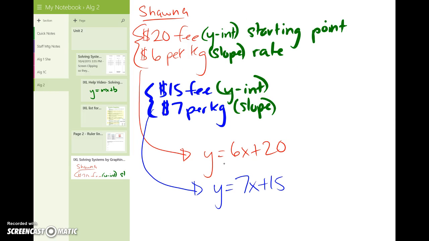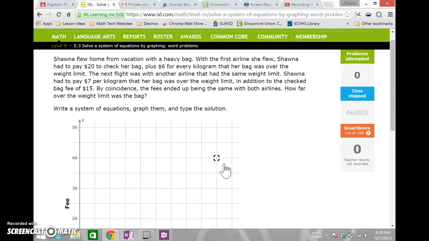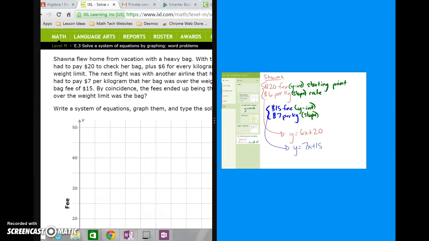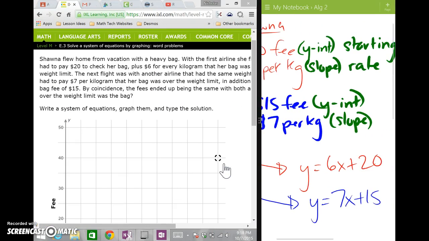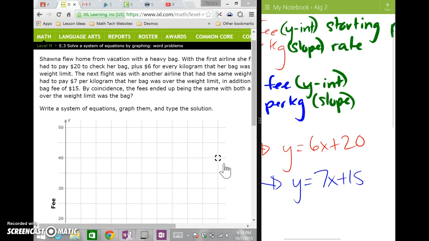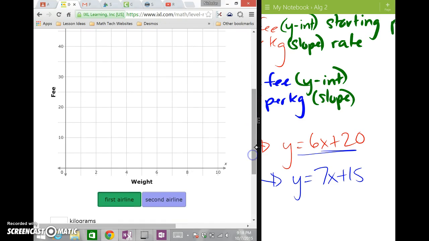Now we've got two equations that we can go graph. Alright? So let's add that here. Let's go back to our, let me bring up this other one. Move this over a little bit. So there's our equations. So let's go ahead and graph them. So let's look at the first one here. This one here. Now, go to our graph. We start at 20, so that's our y-intercept. So let's go ahead and graph that.